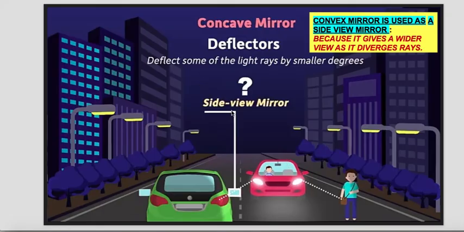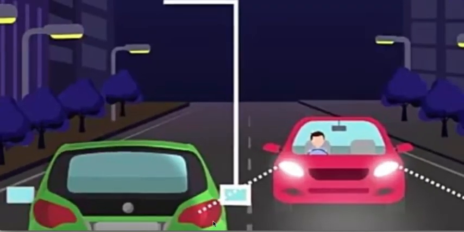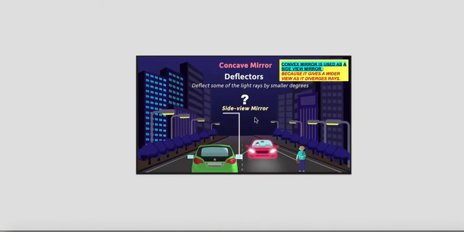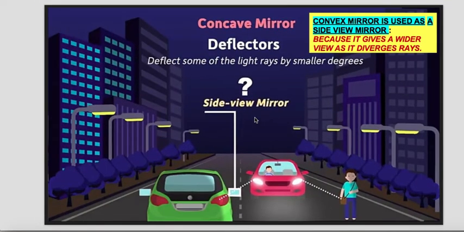Now the mirror which is used in the vehicles as a side view mirror, which mirror is that, my dear students? It is a convex mirror. Why? Because it gives a wider area. If you use a plain mirror, it will give a very small area. But what we want in vehicles is a small, diminished image, and it should cover more of the vehicles coming from the back. So as a rear view mirror, side view mirror, we use a convex mirror.